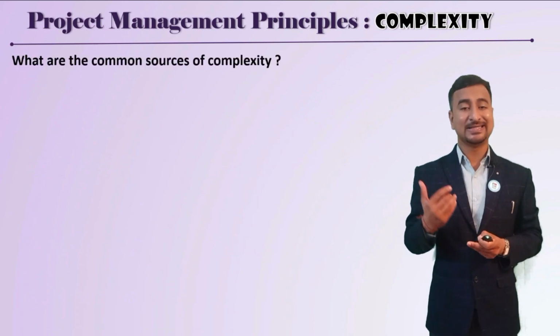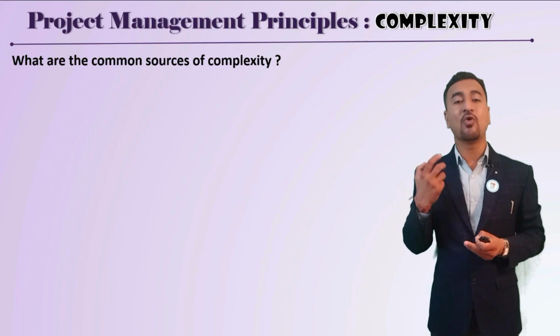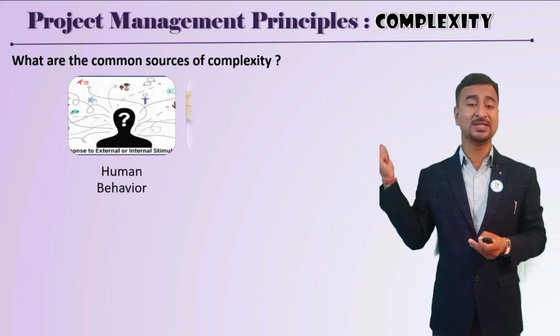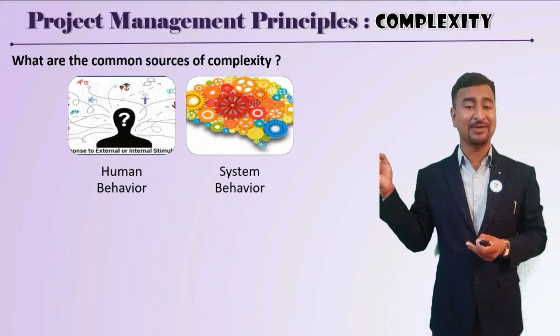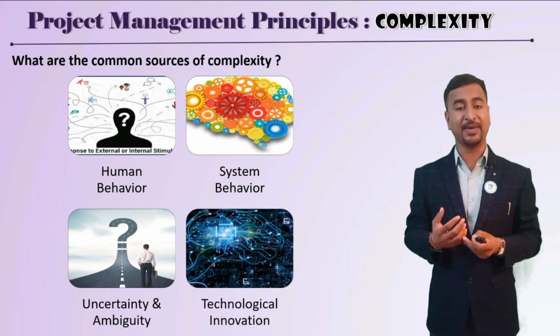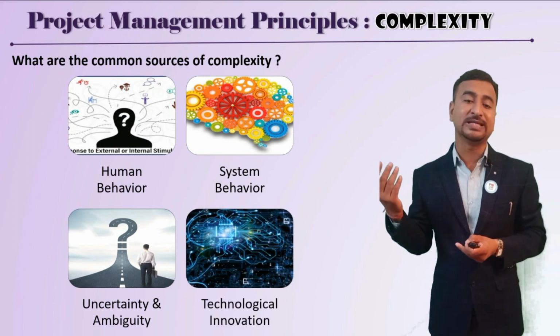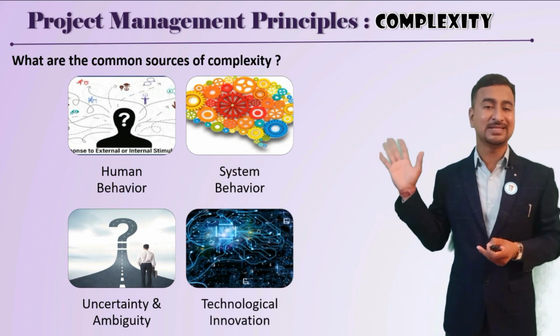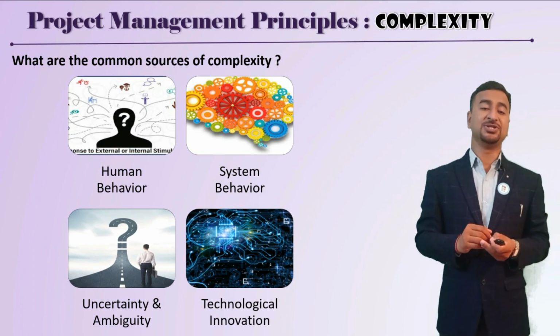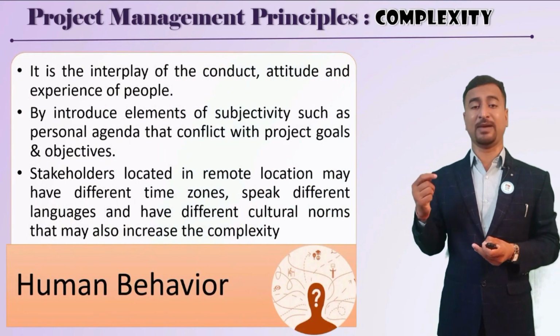So let's try to understand what the common sources of complexity are. First would be human behavior, second would be system behavior, third would be uncertainty or ambiguity, and the fourth would be technological innovation. This is not a limited list, there are many. This is just an indicative list that we have mentioned over here, and we are going to discuss them one by one.